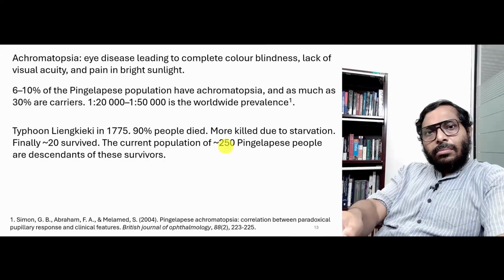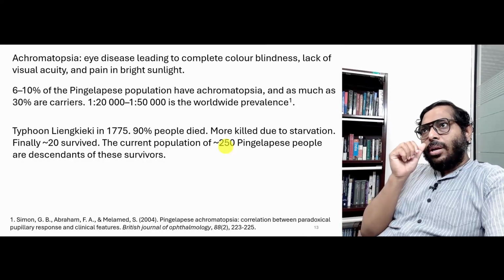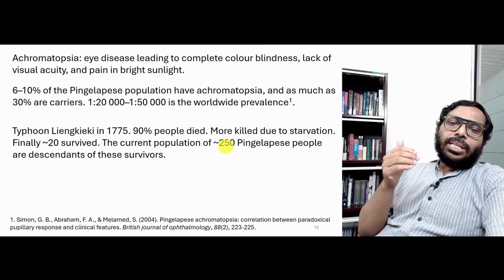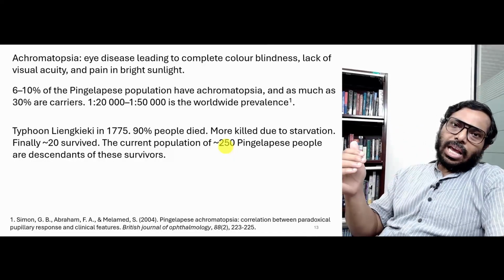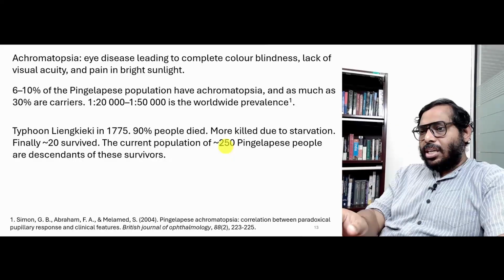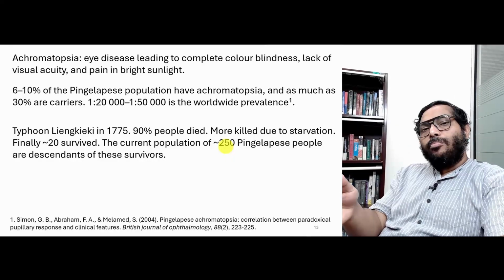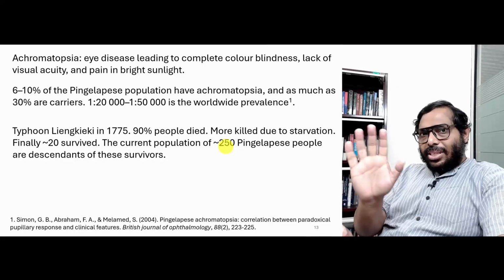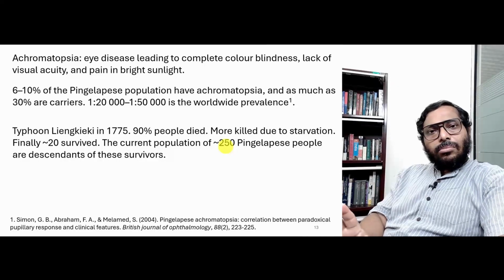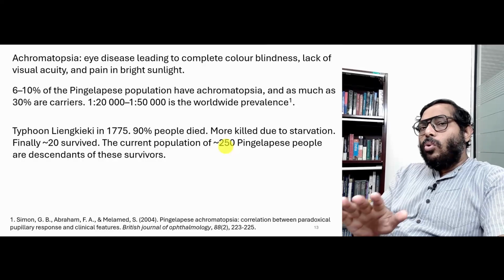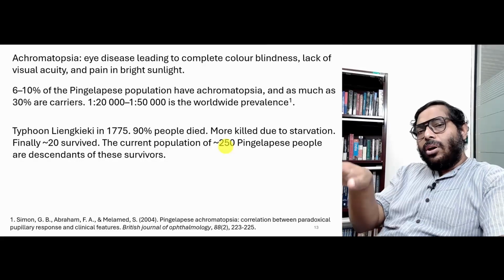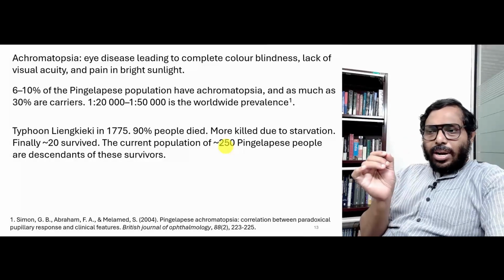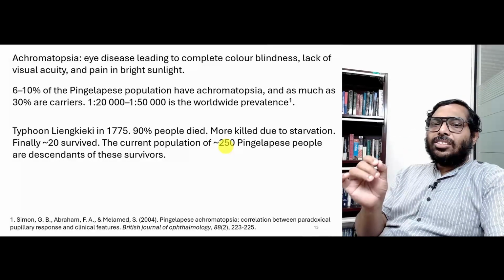After the typhoon was over, all the vegetation and everything was affected. So there was basically no food for a very long time, almost famine-like conditions, and a huge number of people died due to starvation after that. Finally, after this entire disaster got over, there were only about 20 people left on that island, and the current population of Pingelap, about 250, are all descendants of these survivors.